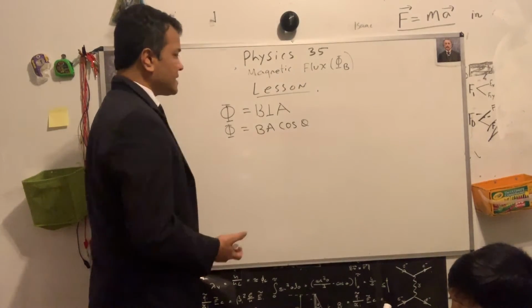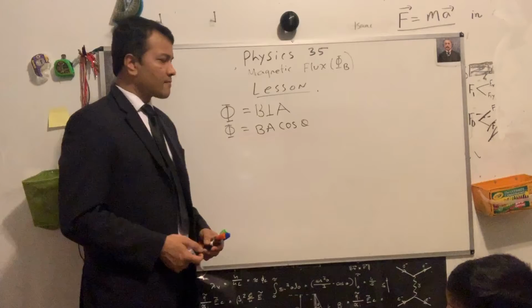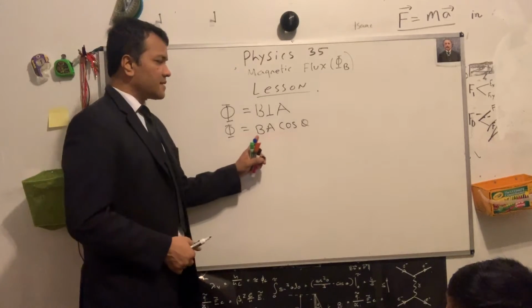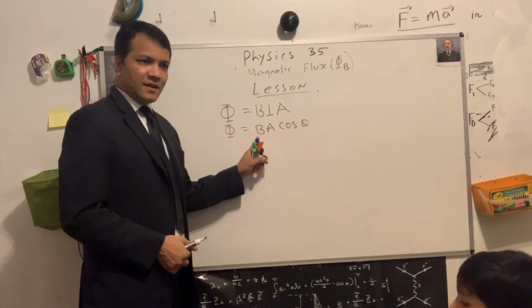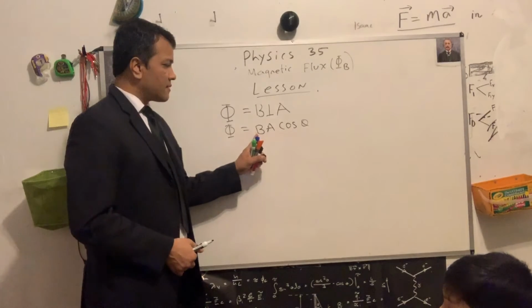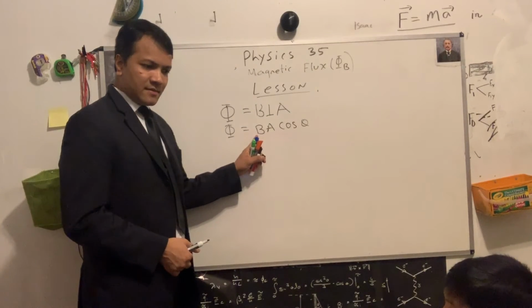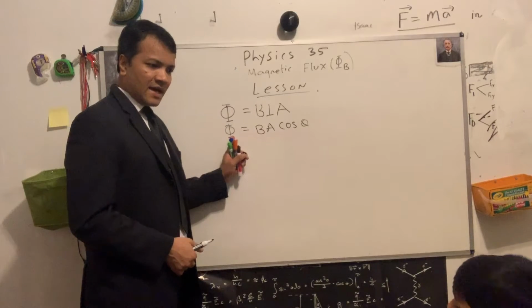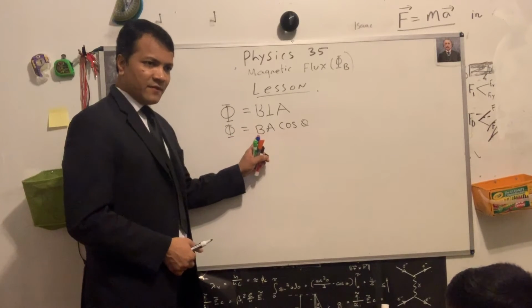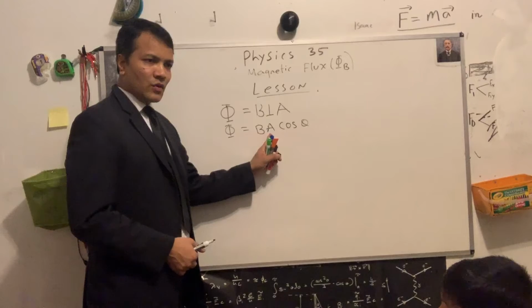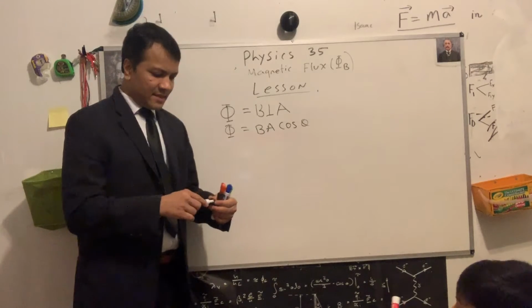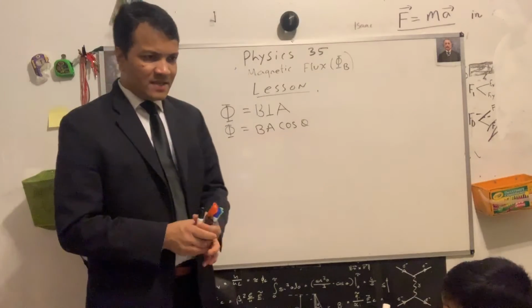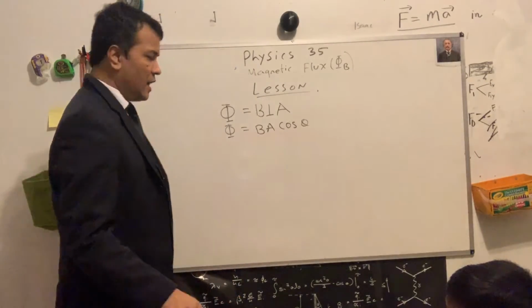Now, what is magnetic flux? Magnetic flux is the magnetic field B times the area A times cosine theta. That's how I remember it. So the flux is proportional to the magnetic field passing through the area. What does that mean? Do you even understand what that means? Not really. I just memorized.